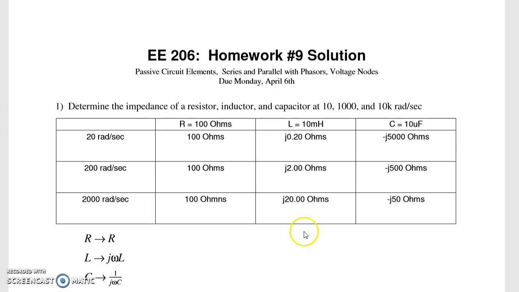So note, with inductors, the impedance goes up with frequency. Capacitors, it goes down with frequency. Inductors have a plus j impedance. Capacitors have a minus j.